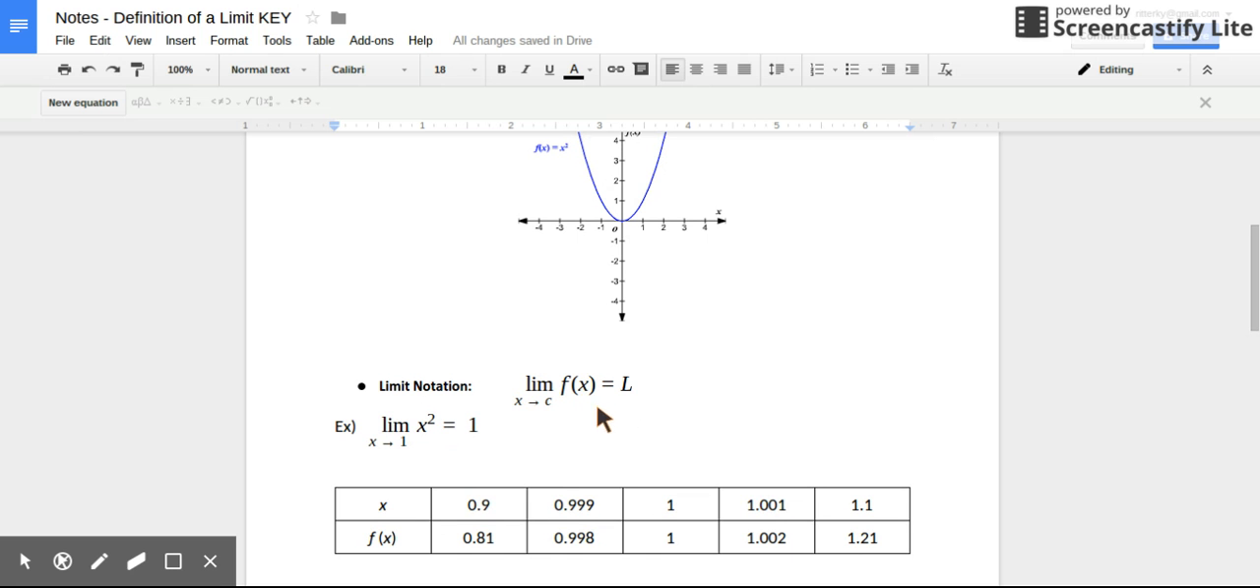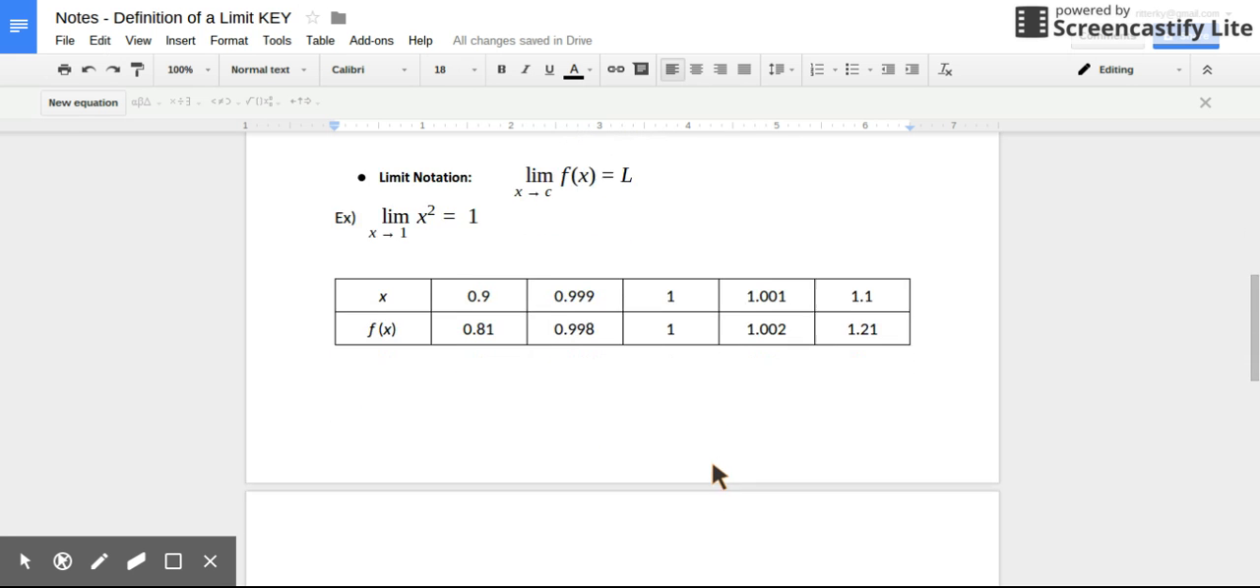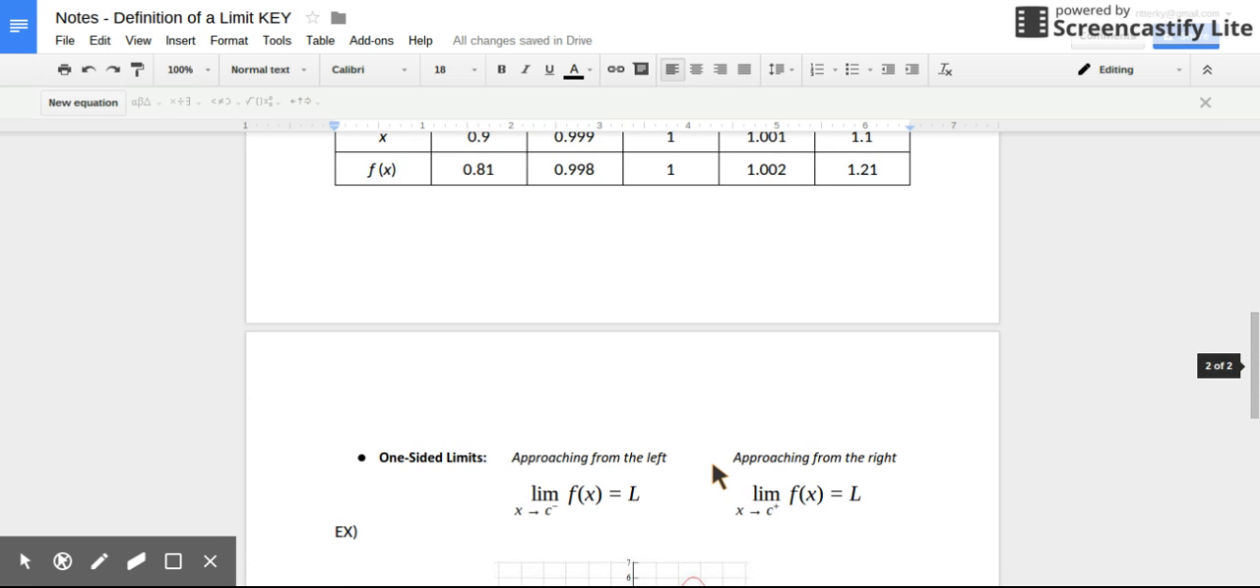A limit value is not necessarily the defined value of the function. I'm not plugging in 1 specifically. My limit is what I'm approaching. So as I plug in values that approach 1 without actually plugging in 1, then what are my outputs approaching? And we'll see why that makes a difference.